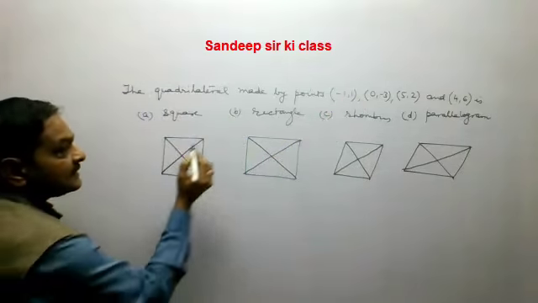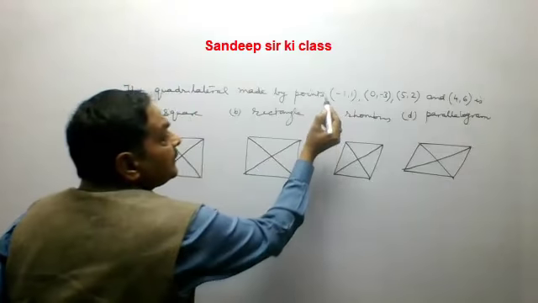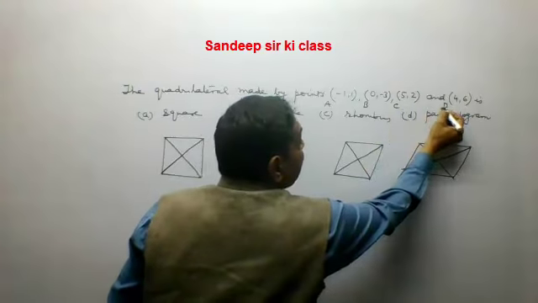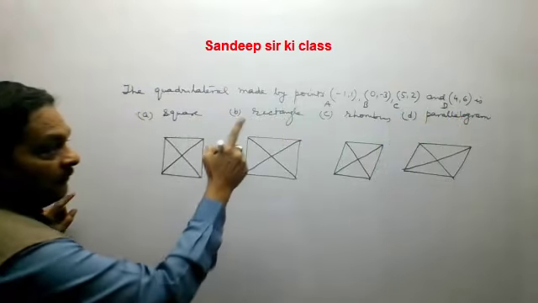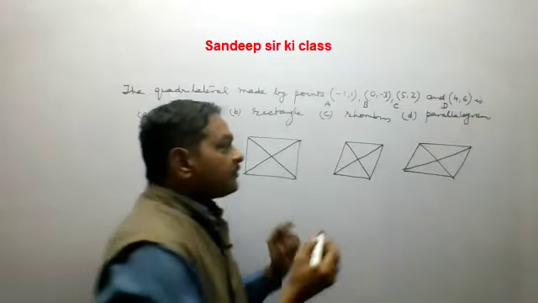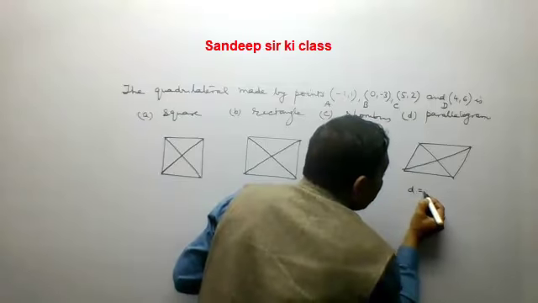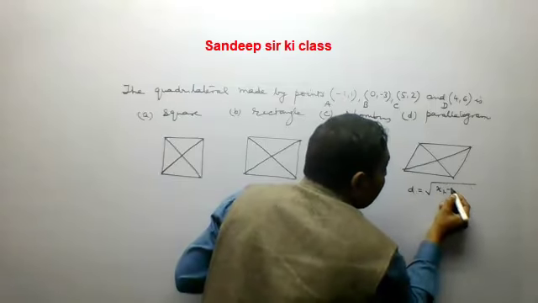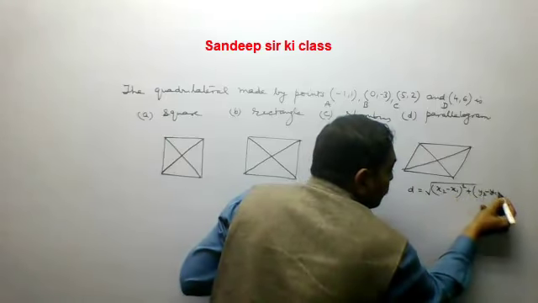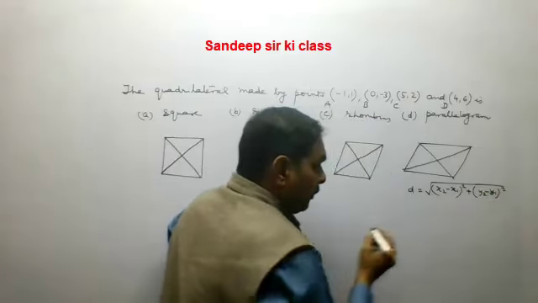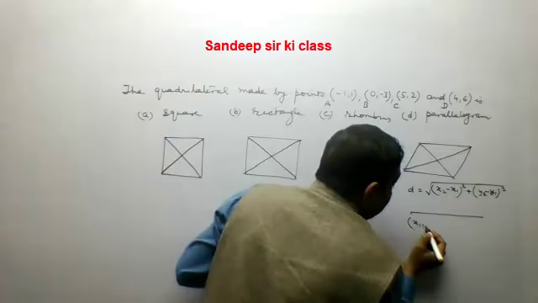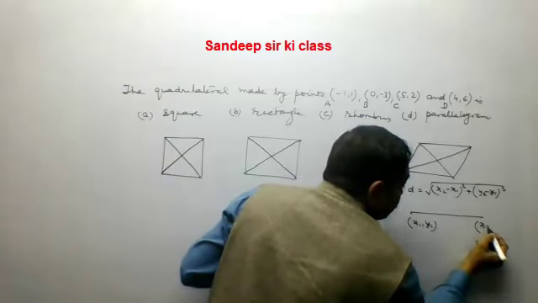Now let us say this point is A, this point is B, this point is C and this point is D. Now first I will find the sides using the distance formula. Distance formula we know: D is equal to under root x2 minus x1 whole square plus y2 minus y1 whole square. This is the distance formula, if the points have coordinates x1, y1 and x2, y2.